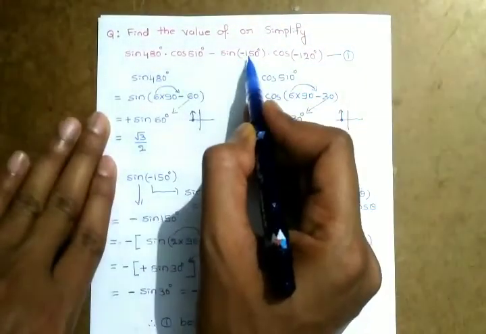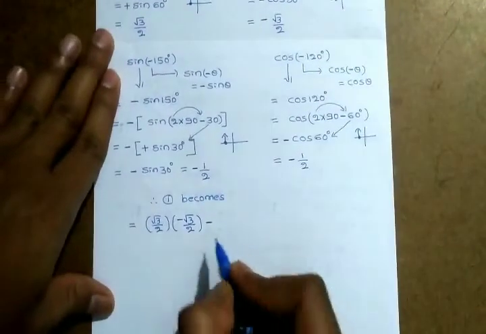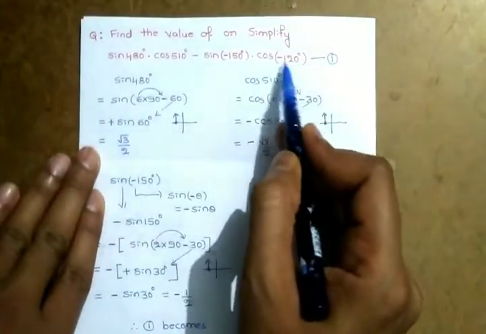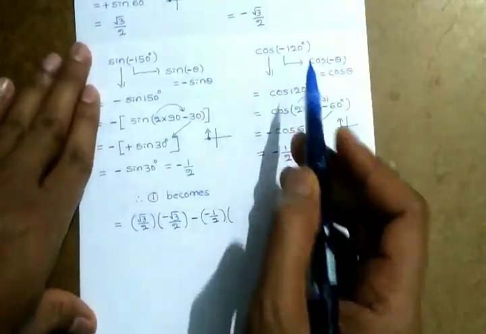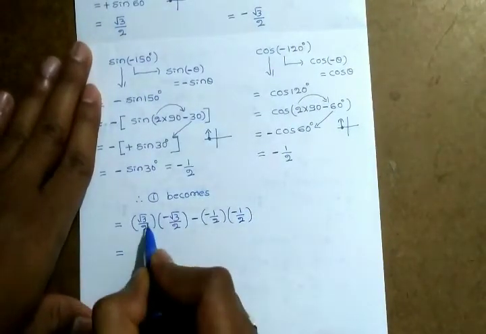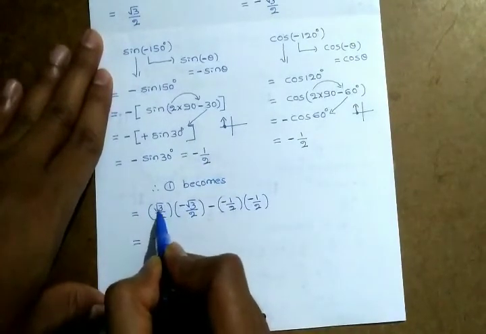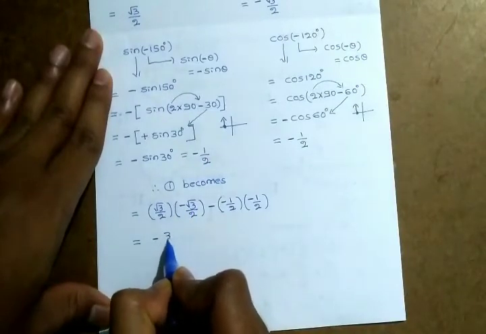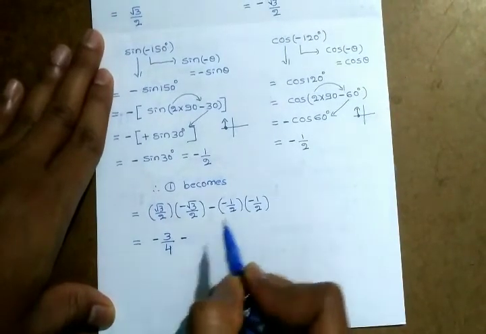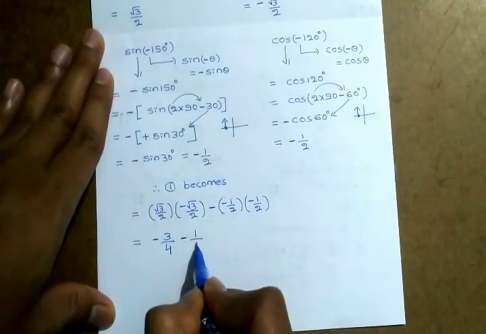So next, sine of minus 150. Sine of minus 150 is how much? Minus 1 by 2. So in bracket I am going to keep minus 1 by 2 into last one, cos minus 120. Cos of minus 120 is how much? Minus 1 divided by 2. So which is equals to multiply. So here plus sign, here minus sign, plus into minus is minus. Root 3 into root 3 is 3 divided by 2 into 2 is how much here? 4. Next, minus into minus is plus, 1 into 1 is 1 divided by 2 into 2 is 4.